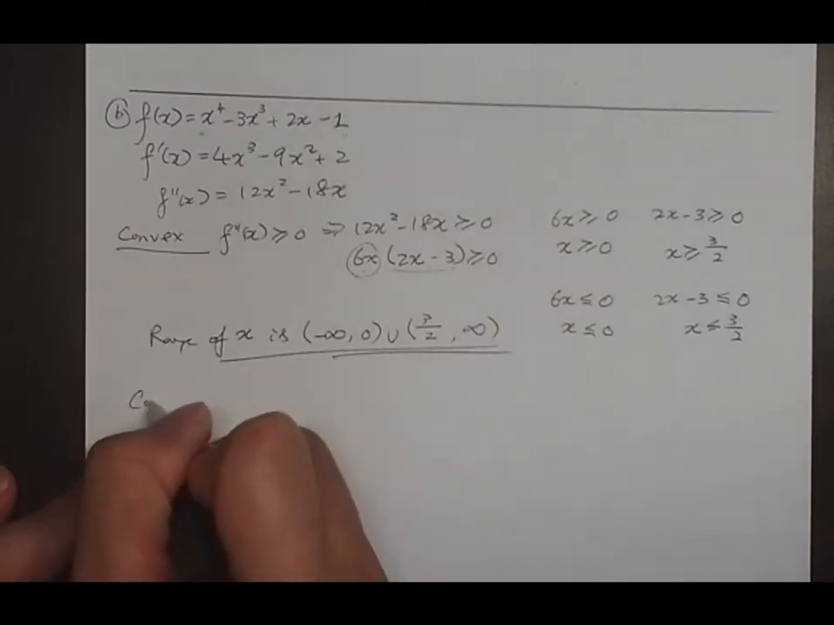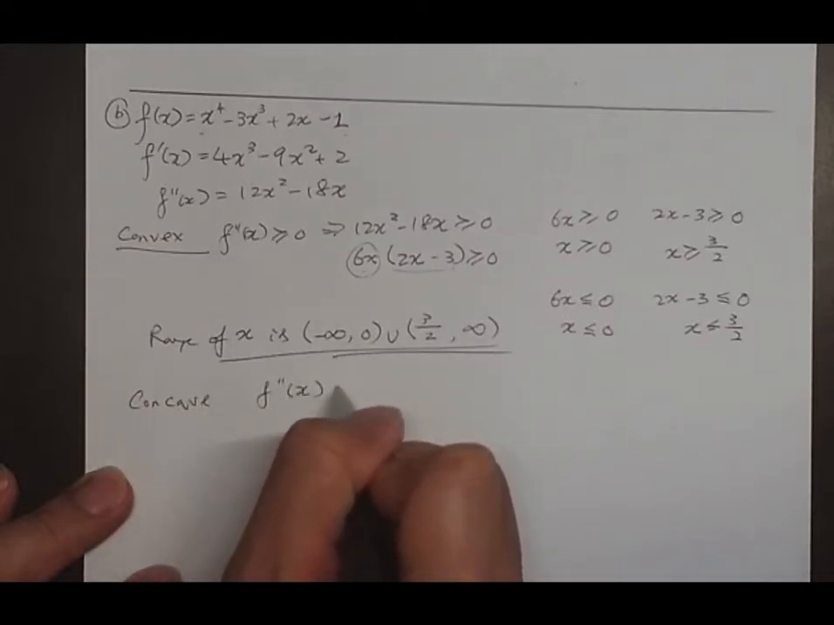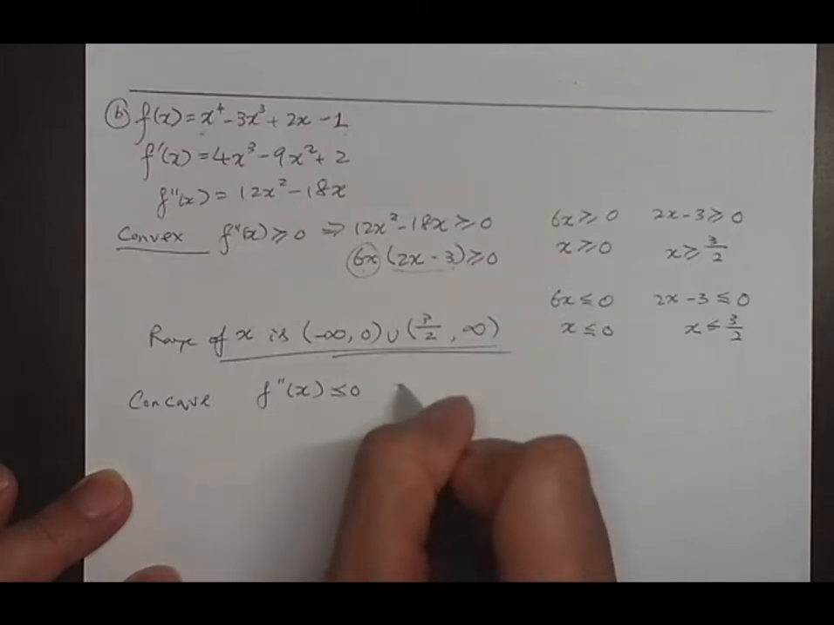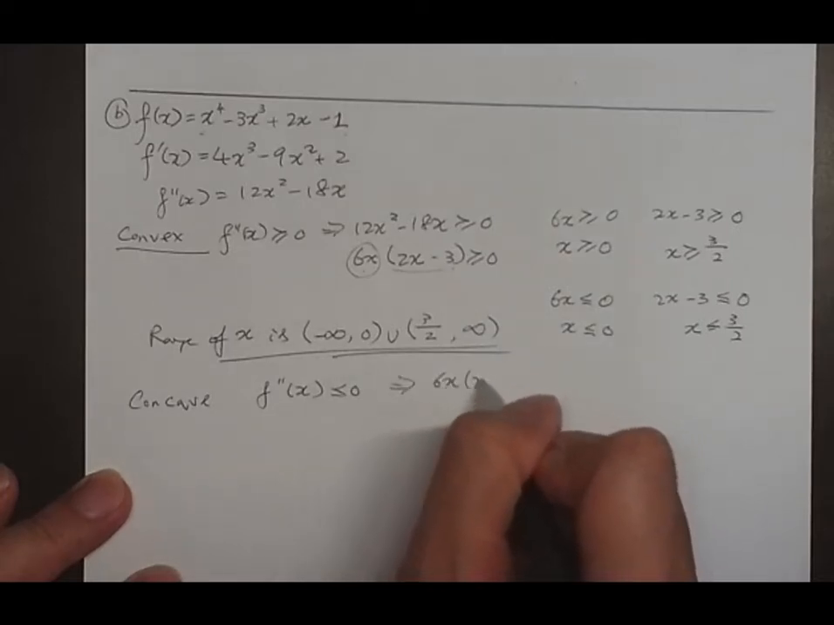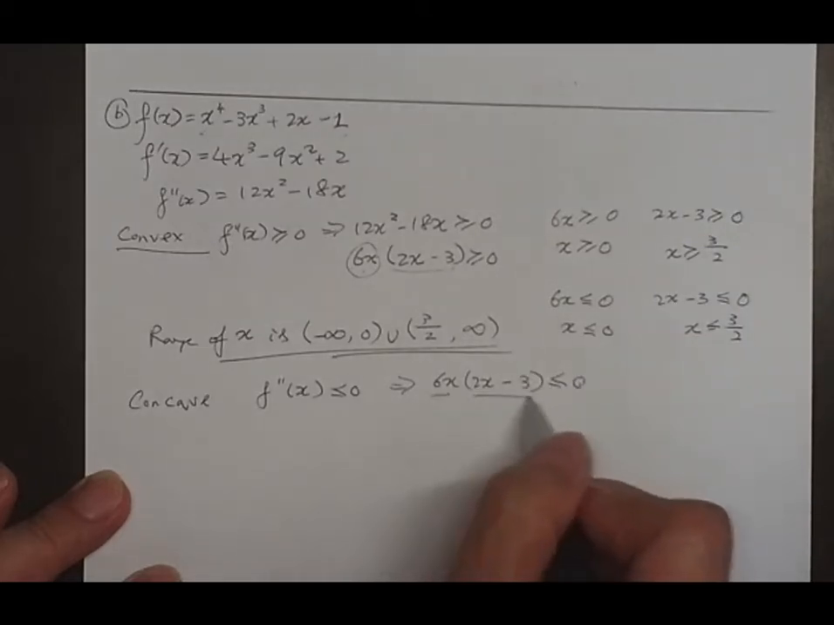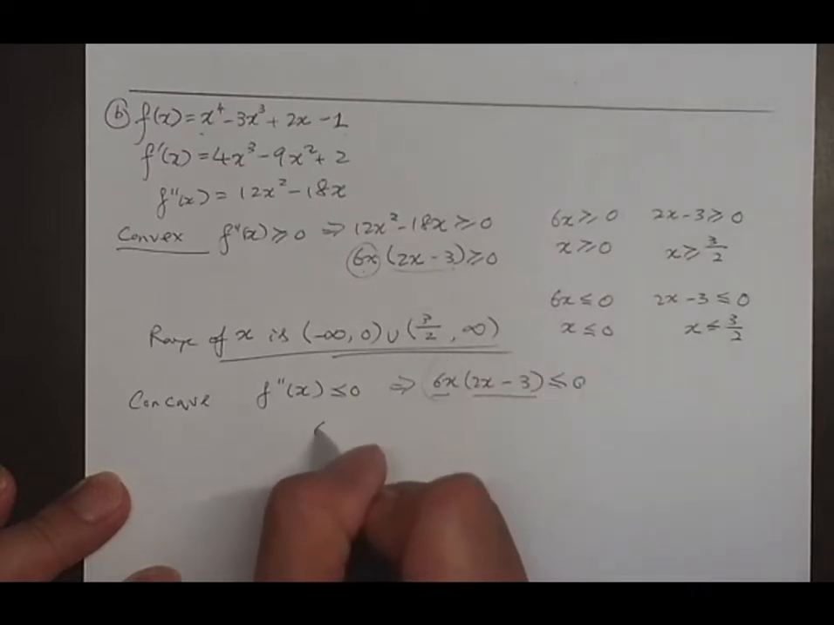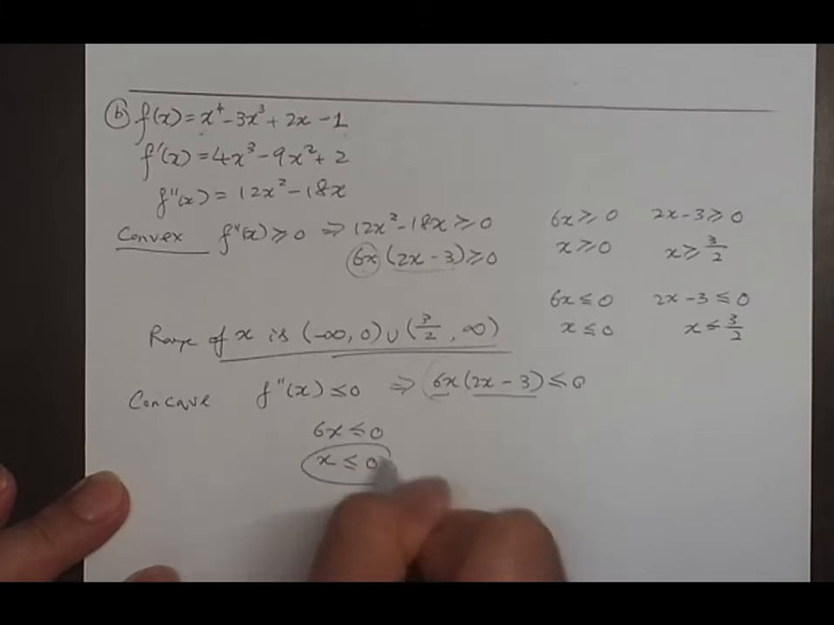And for the concave, f''(x) is less than or equal to 0, so 6x(2x - 3) is less than or equal to 0. If one factor is negative, the other must be positive, and vice versa. So we get 6x is less than 0, x is less than 0, and 2x - 3 is greater than 0, x is greater than or equal to 3/2.